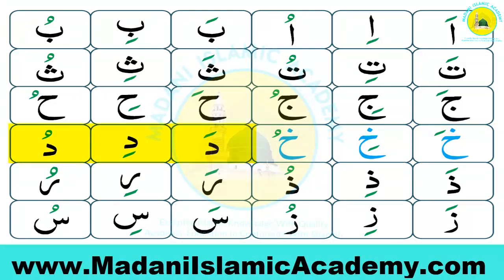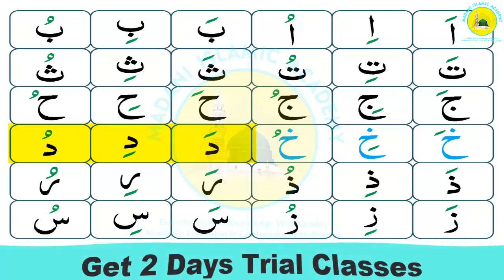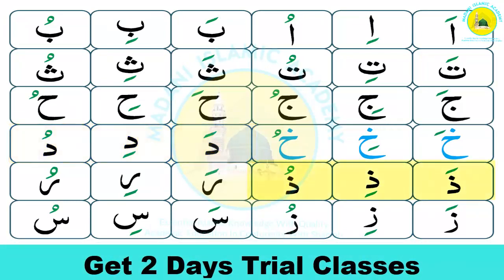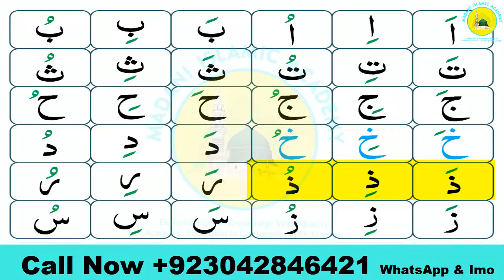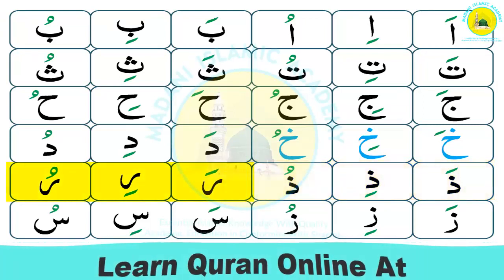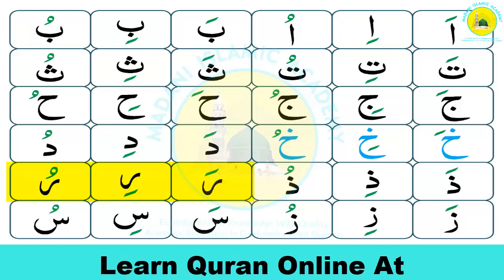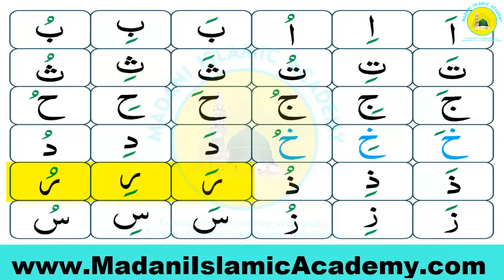Dal zabar da, dal zir di, dal pesh du, da, di, du. Dhal zabar dha, dhal zir dhi, dhal pesh dhu, dha, dhi, dhu. Ra zabar ra, ra zir ri, ra pesh ru, ra, ri, ru.